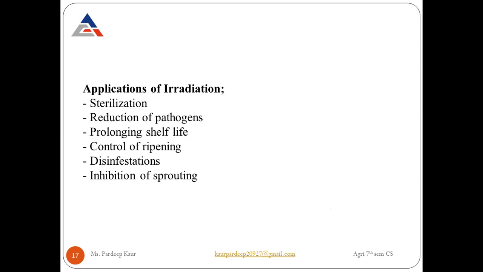Next is application of irradiation. So where can we use irradiation? We can use it in sterilization, in the reduction of pathogens, to extend the shelf life, or to control the ripening of the food, for disinfection, infestations, and inhibition of sprouting. So for these purposes, we can use the irradiation method.